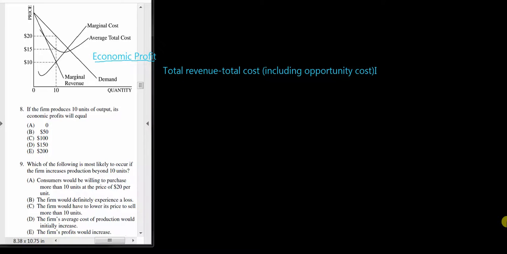All right, so let's take a look at the graph and find out what the economic profit would be if the firm sold 10 pieces. So at 10 pieces, we'll put a line right here, and we'll put a line right across here. The total revenue when you make 10 pieces is $20 times 10 pieces, or $200.